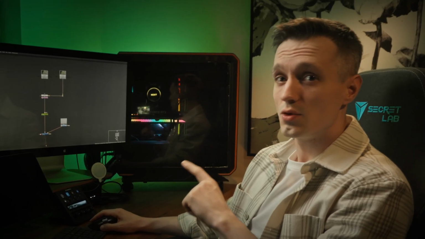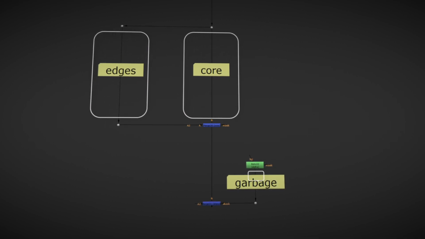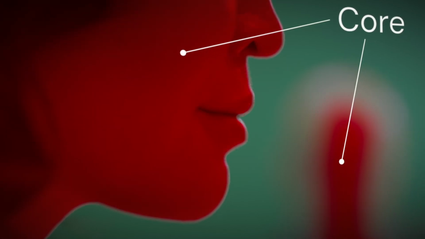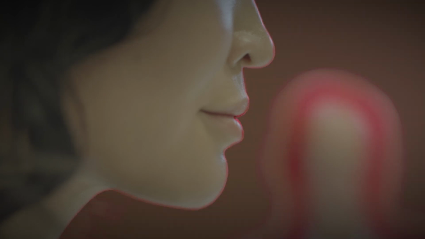This problem leads us to the main principle of a good key. We don't need to try to pull a key with only one or few tools connecting to a single node tree. Let's split our image a few times in different areas and work with separate elements individually. The concept is simple. The whole image is divided into three areas: core, edges, and garbage. Core is an opaque part. All elements in our scene that are solid and have no transparency must be included in this part. Garbage areas have to be removed completely. Simple like that.